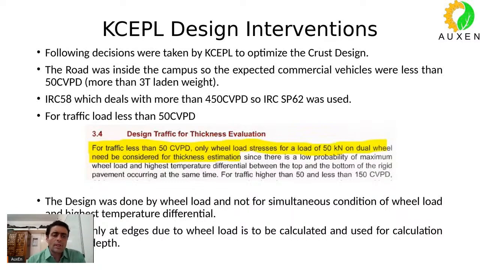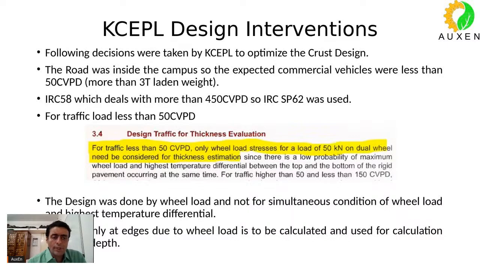So the code tells us that any weight which is more than 3 tons laden weight is called a commercial vehicle. So you do not expect a lot of traffic of commercial vehicles on that road, isn't it? Because remember, it is the road inside the campus. So we did not expect more than 50 commercial vehicles per day.